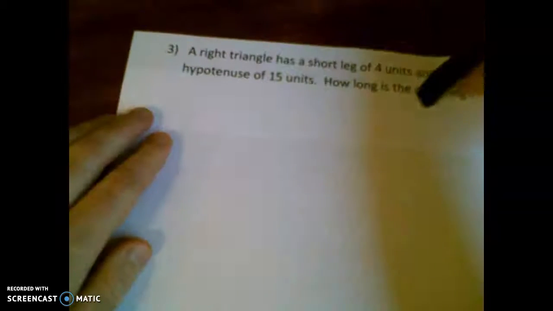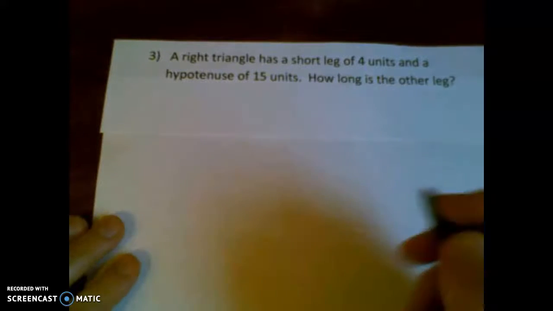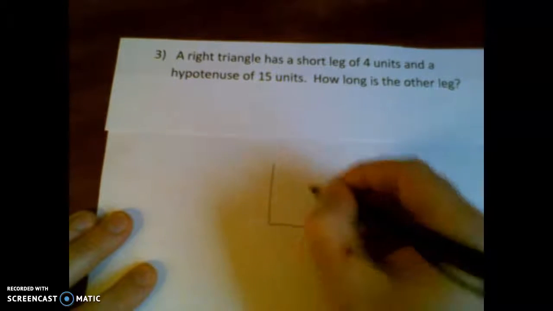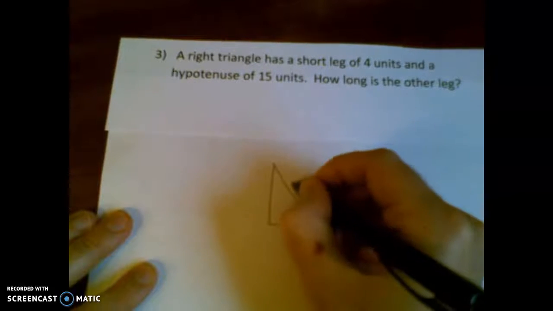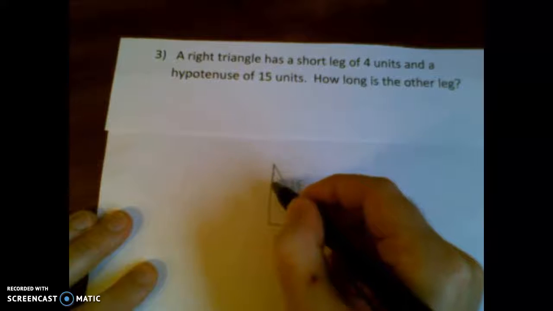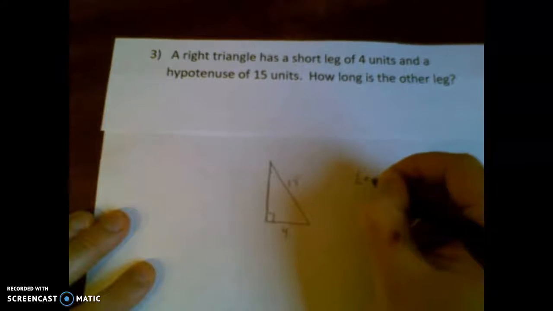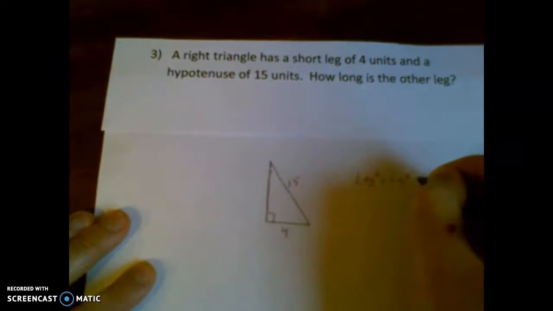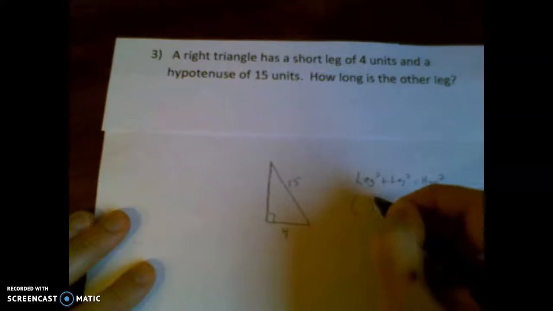And the third problem: a right triangle has a short leg of 4 units and a hypotenuse of 15. So I'm going to just draw my generic right triangle so I can see what my short leg is going to look like. The hypotenuse, of course, is the longest side. And to find the other leg, because it's a right triangle, I'm going to use the Pythagorean theorem. And that, of course, is leg squared plus leg squared equals the hypotenuse squared. And now I throw my values in.